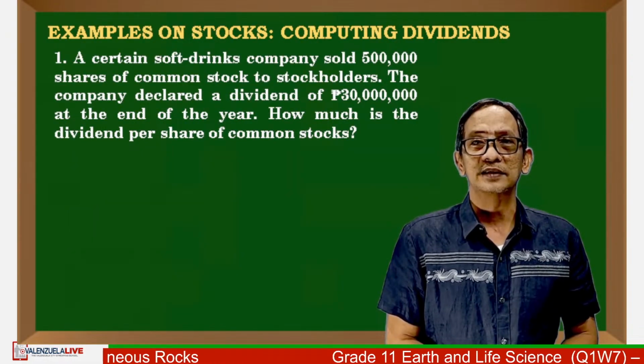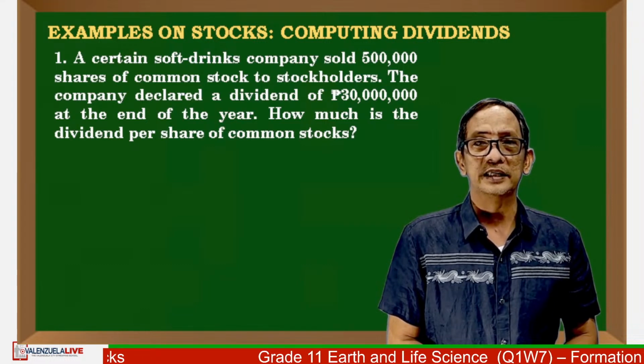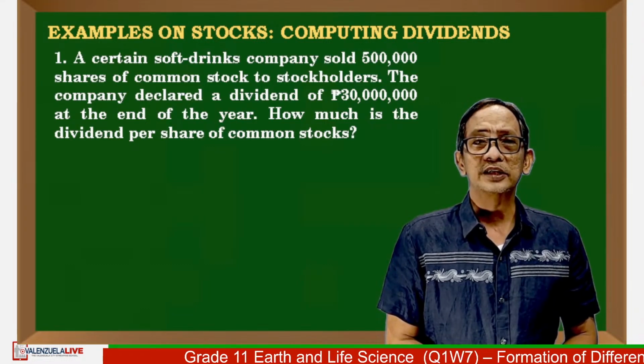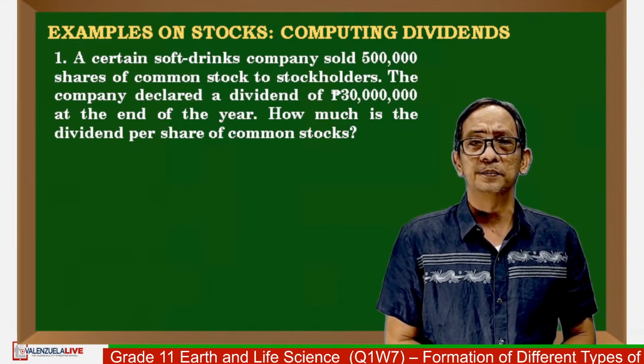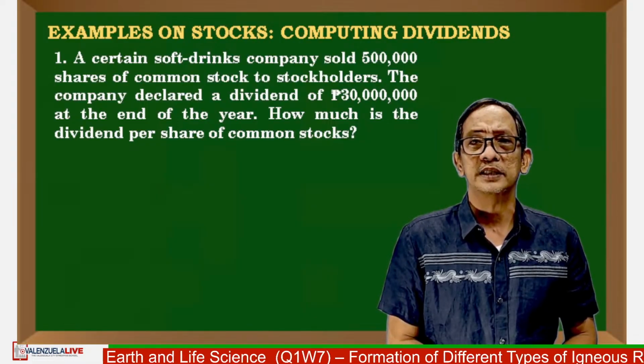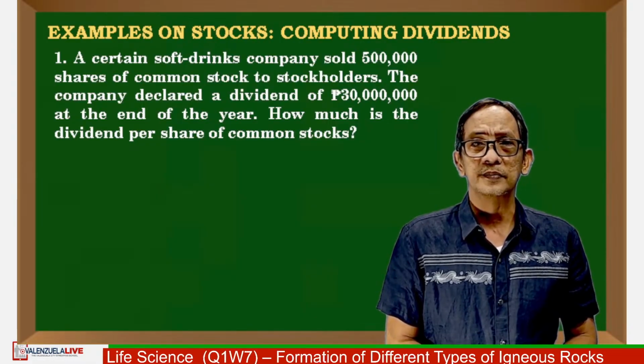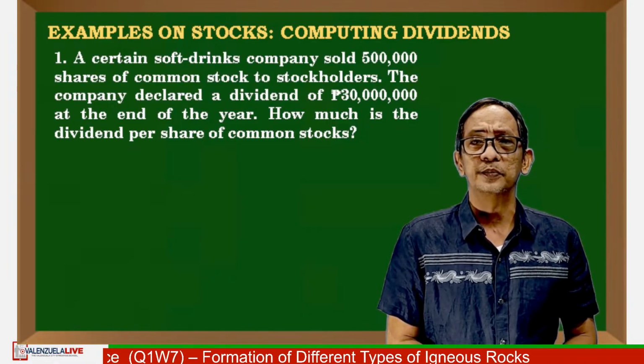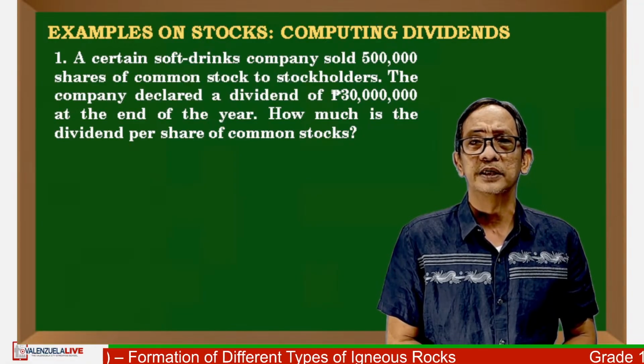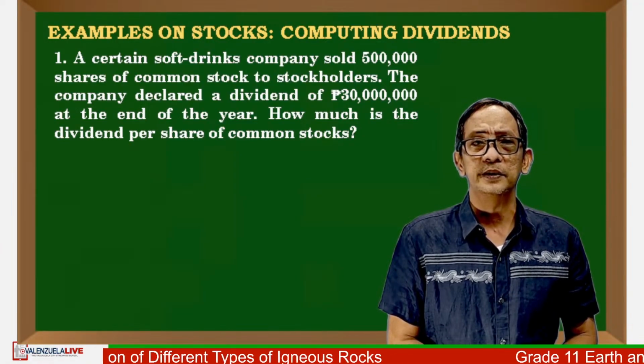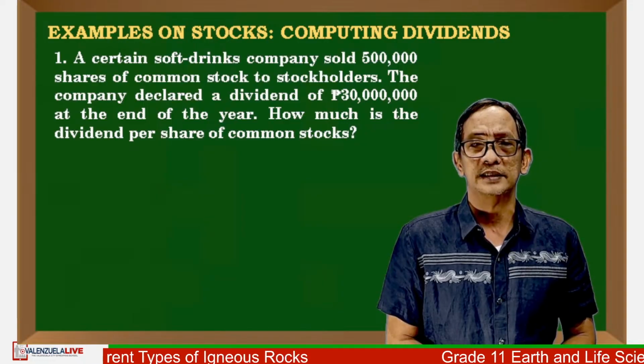Examples on stocks. Computing dividends. Let's have problem number 1. A certain soft drinks company sold 500,000 shares of common stock to stockholders. The company declared a dividend of 30 million pesos at the end of the year. How much is the dividend per share of common stocks? Let's have the given.